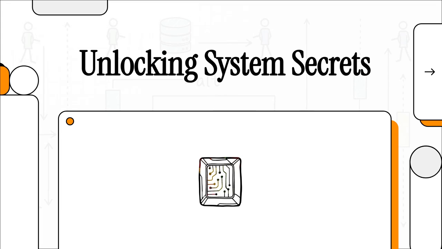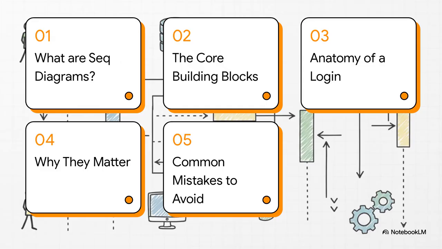Have you ever stopped to think about what's really happening inside a complex piece of software? It's almost like there's a secret conversation going on between all its different parts. Well, today we're going to learn how to listen in on that conversation using a really powerful tool called a UML sequence diagram. All right, here's our game plan.